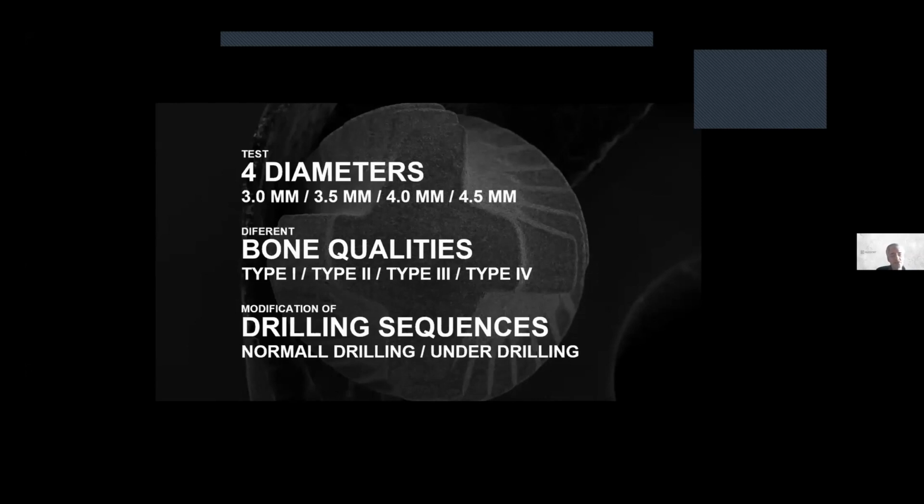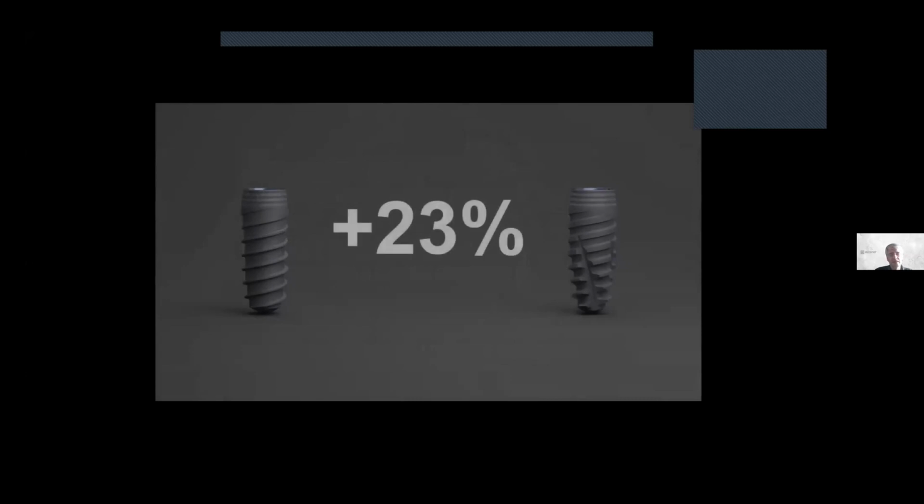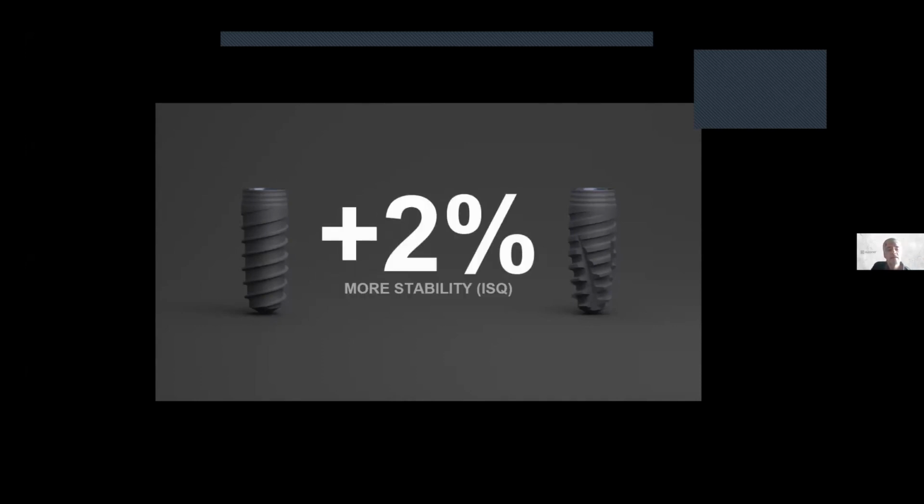So sometimes we will do normal drilling in type 1, maybe in type 2, but we will do under drilling in type 3 and type 4. Afterwards, I will show you a case, just drilling with the first or 2 drills, I placed the wider implant, and it got a very high stability. The insertion torque is 23% stronger. It has 2.0% more primary stability, okay? And we will talk about the design of this implant.